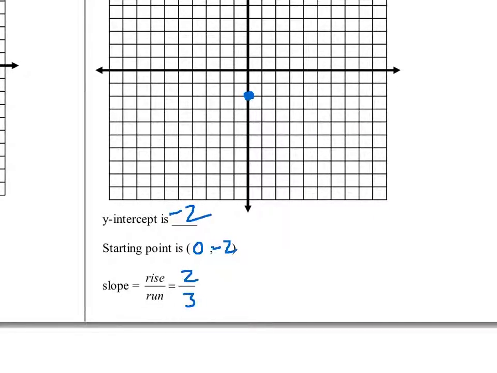So we've got our point, we've got our slope. Rise 2, run 3, rise 2, run 3. Take your straight edge. So we go up 2 and then 3 to the right. Our rise is a +2, so that's why we go up 2. Our run is +3, that's why we go forward 3. And that's all it takes. That's all you have to do to draw the line.